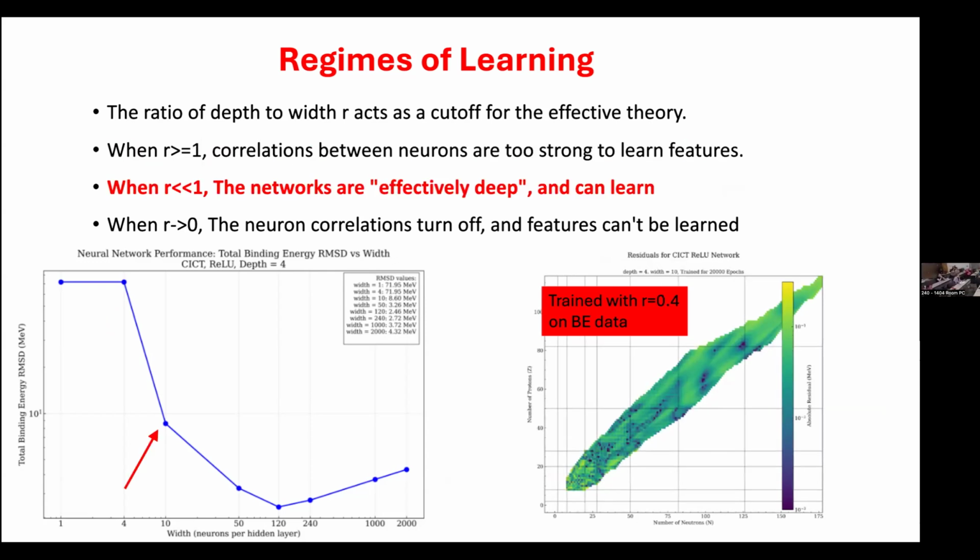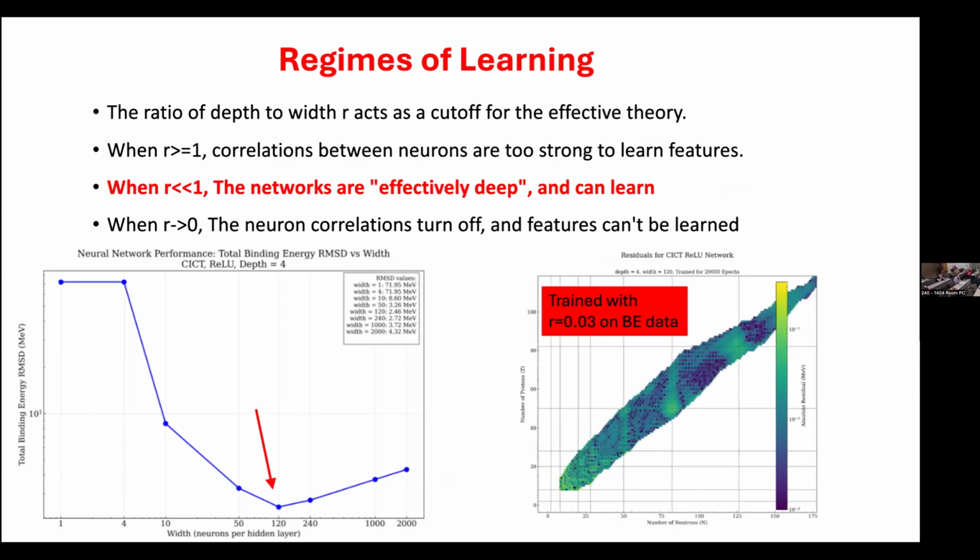If I go to the next regime though, and I make my network a little wider, we get to the point where it's effectively deep and can actually learn. And we can see compared to before, when I now have 10 nodes in the hidden layers rather than 4, I get a lower value for my RMSD, and I actually get features that are being learned. If I make it even wider, I get better learning.